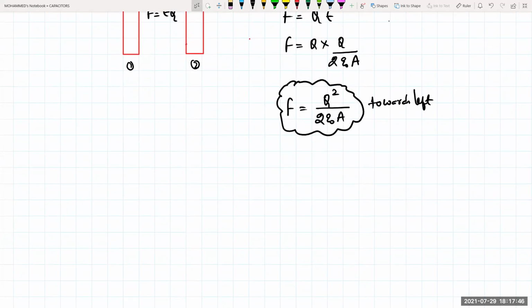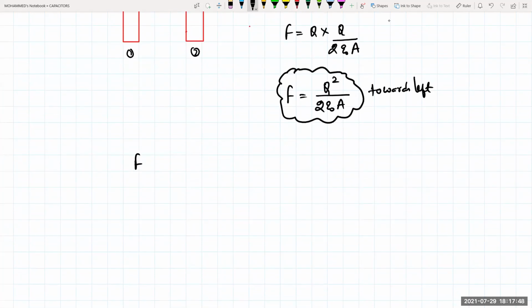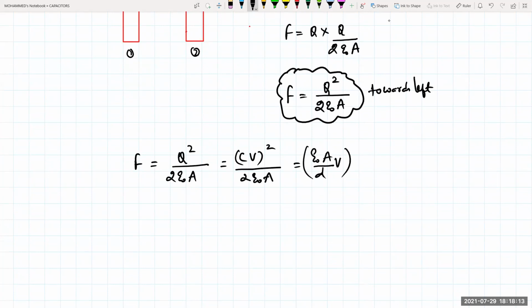Okay? Can I write the force like this? F is equal to q square by 2 epsilon naught into A. Can I write the charge in terms of capacity? Q equals C into V, whole square, divided by 2 epsilon naught into A. That means capacity will be equal to epsilon naught into A divided by d. So this will become (epsilon naught A V by d) whole square divided by 2 epsilon naught A.